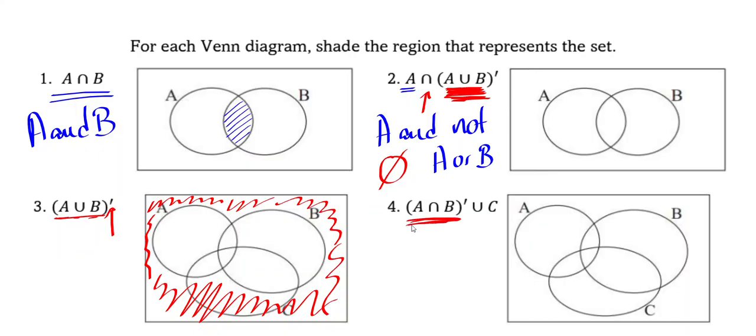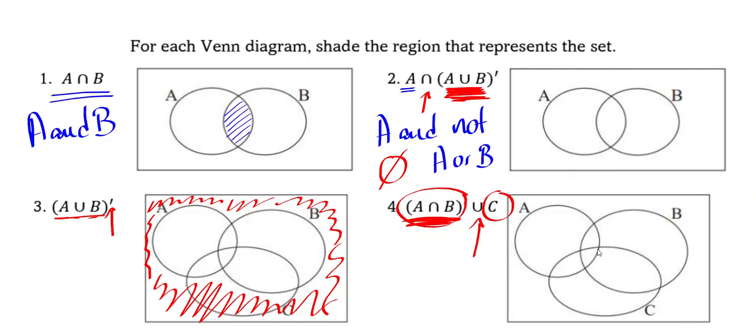A and B, but not that. So actually, I'm going to figure out A and B first. That's what the parentheses are talking about, but it's really saying not that. So everything outside of this section, or it could be in C. When you see this "or," that means we're including everything in this group and everything in this group.